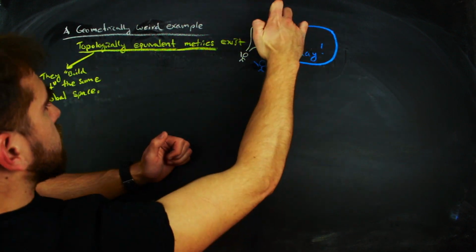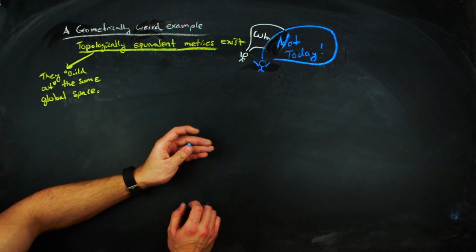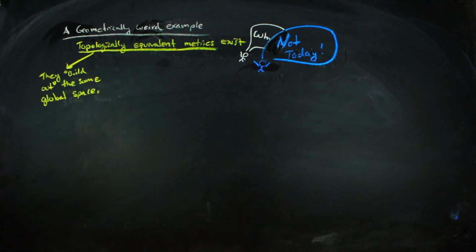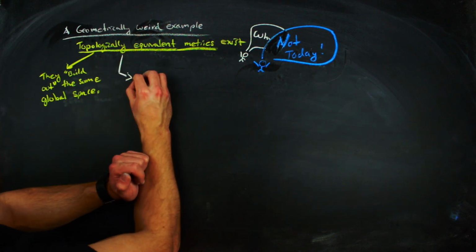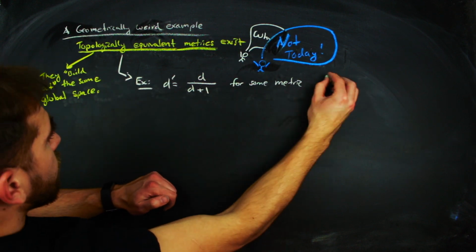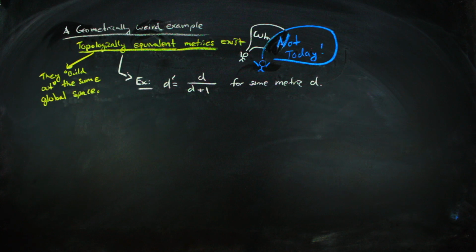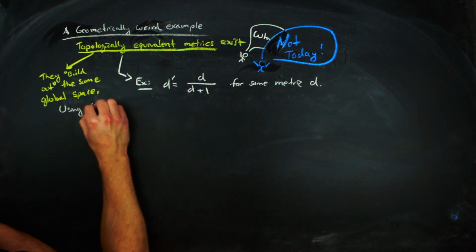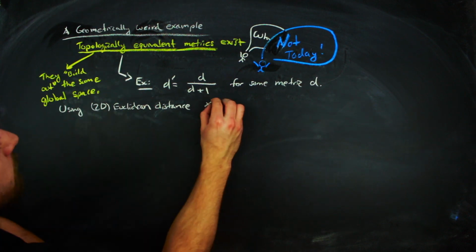It just means that the different ways of measuring distance can be used to generate the same global space or induce the same topology. An example of one of these topologically equivalent metrics is given by d over d plus 1 for some metric d. Let's consider this ratio metric that is derived from the Euclidean metric.